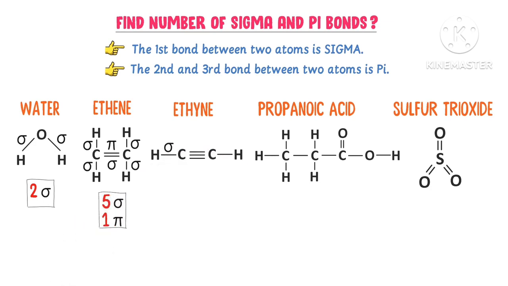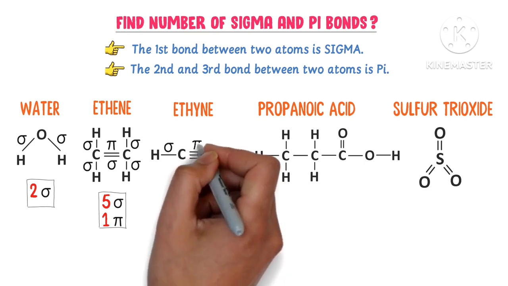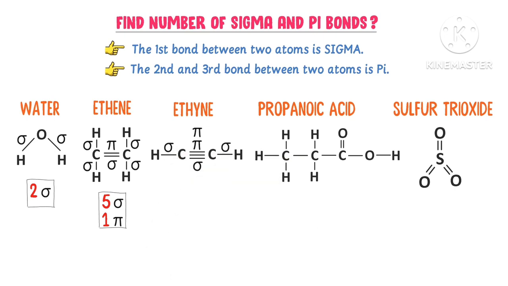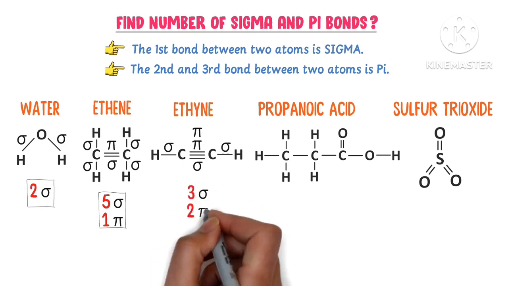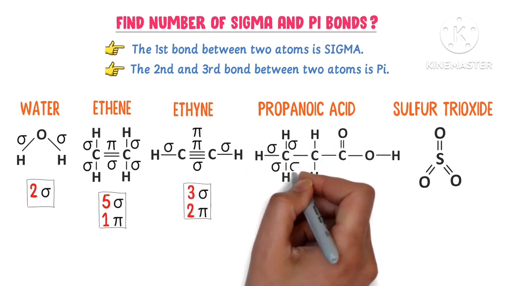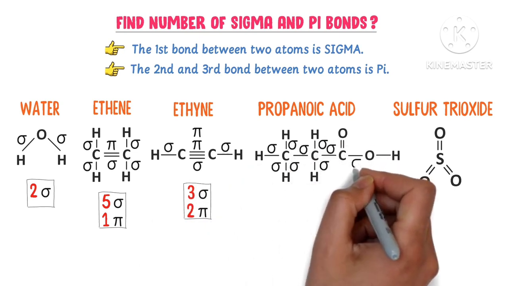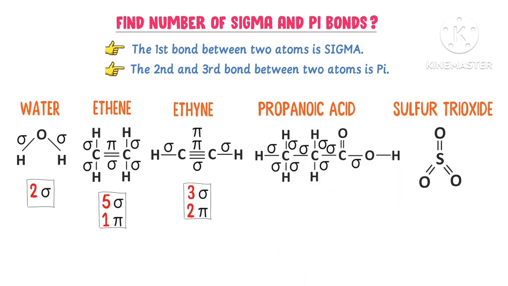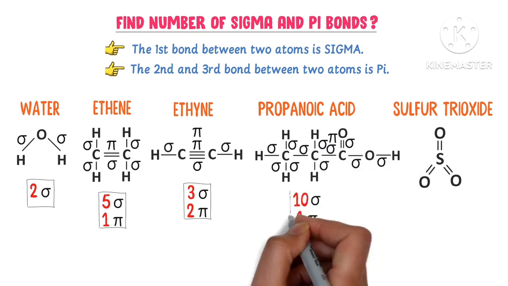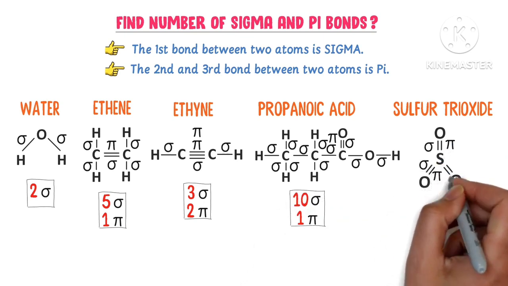In case of ethine, this is sigma bond. The first carbon-carbon bond is sigma. The second bond between carbon-carbon is pi. The third is also pi. And this is also sigma bond. So there are 3 sigma bonds and 2 pi bonds present in ethine. In case of propanoic acid, all the single bonds are sigma bonds, while the first bond between carbon and oxygen is sigma and the second bond is pi. So there are 10 sigma bonds and 1 pi bond present in propanoic acid.